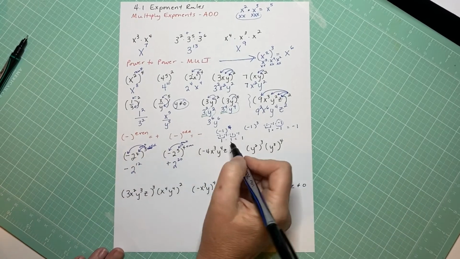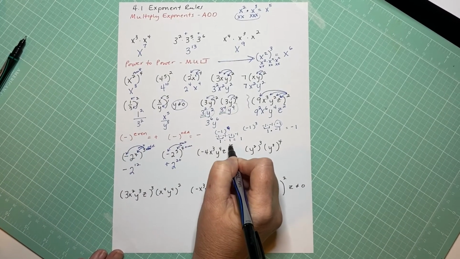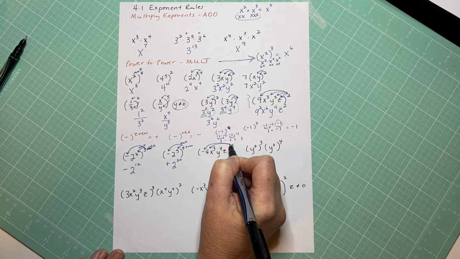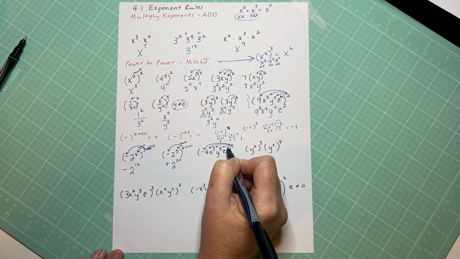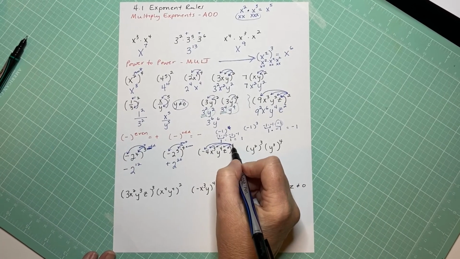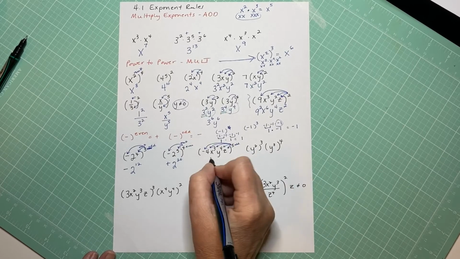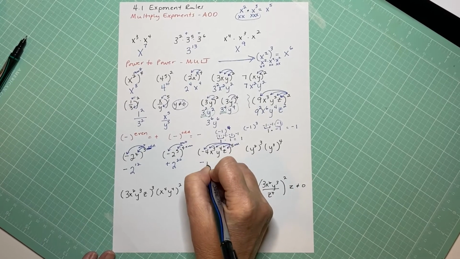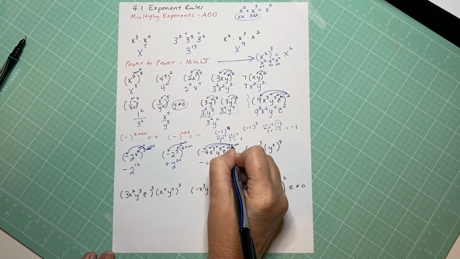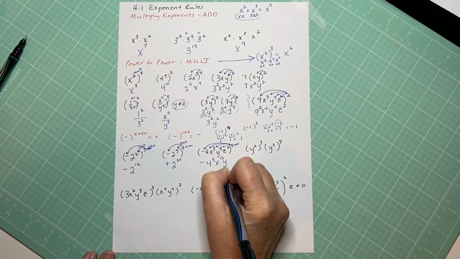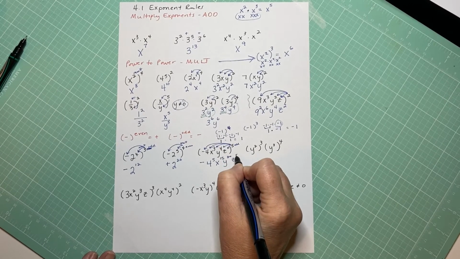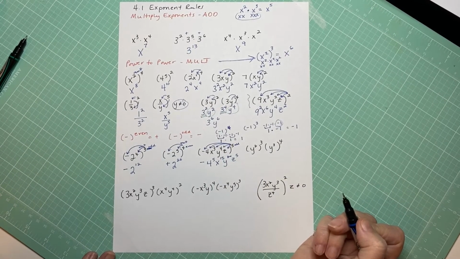Okay, this next one, the same thing. This 5 is going to every single thing in the parentheses. So it goes to the negative, it goes to the 4, it goes to the x, it goes to the y, and it goes to the z. So you have to think a negative to an odd power, because 5 is an odd number, is going to be negative. Then 4 to the 5th power, x to the 3 times 5 is 15, y to the 4 times 5 is 20, and z to the 5. And that's your answer.